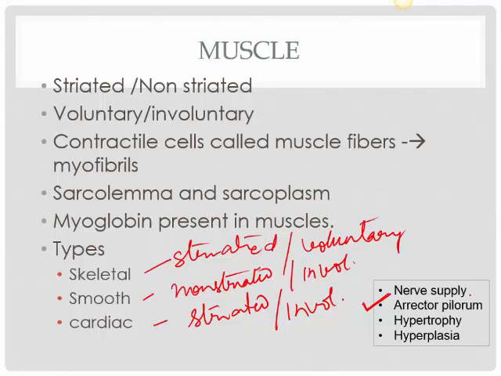This erector pilorum muscle is special also because it's only supplied by a part of the nervous system called the sympathetic nervous system. When we do the nervous system, we'll do it in more detail. But the sympathetic nervous system is the one which kicks in when you have a fight-flight reaction, right? So when you're scared, your hair stands up, so that's the way you can remember this.